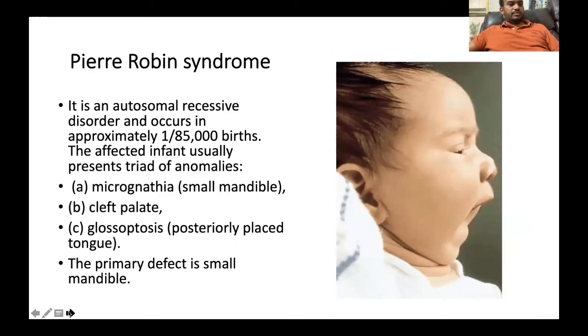Next, we have the Pierre-Robin syndrome. It is an autosomal recessive disorder and occurs in approximately 1 in 85,000 births. It presents with micrognathia, which is a small mandible, cleft palate, and glossoptosis, which is nothing but a posteriorly placed tongue. Out of all these three, the primary defect is a small mandible, which is micrognathia.